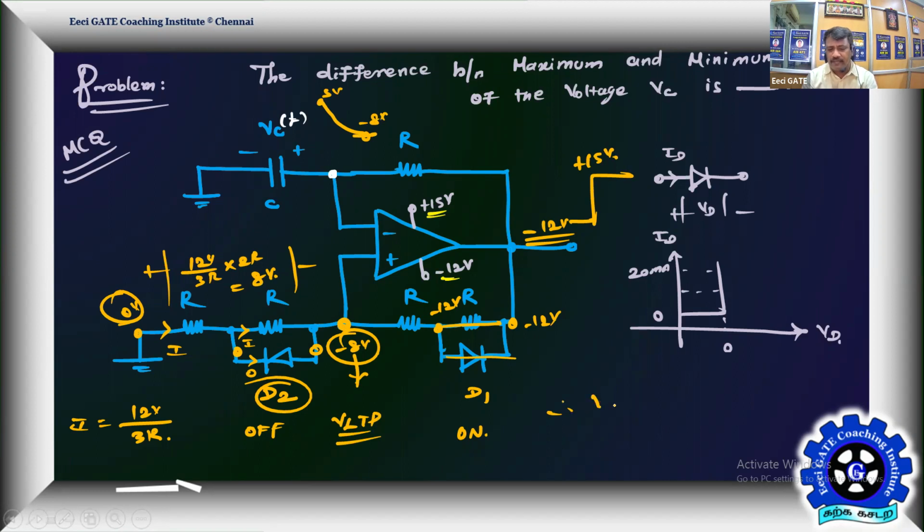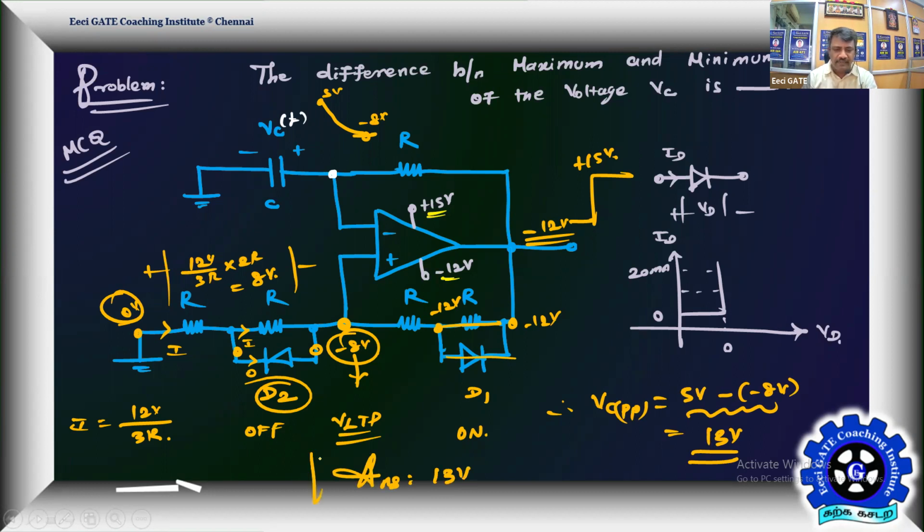Therefore, the capacitor peak to peak, that's a maximum to minimum difference, is nothing but 5 volt, which is the UTP, minus of minus 8, which is the LTP. That's the maximum to minimum difference. That is nothing but 13 volt. So the correct answer for this problem is 13.